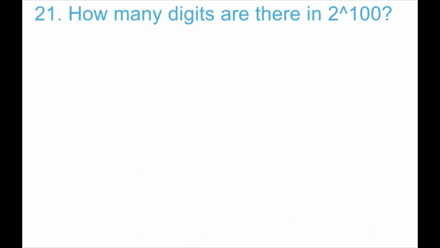Number 21. How many digits are there in 2 to the power of 100? Note that this was a no calculator test, so there's no calculators allowed. The first keen observation that we make is that 2 to the power of 10 is equal to 1024. Notice how close this number is to 1000. In fact, it's so close that multiplying 10 of these numbers wouldn't change anything.